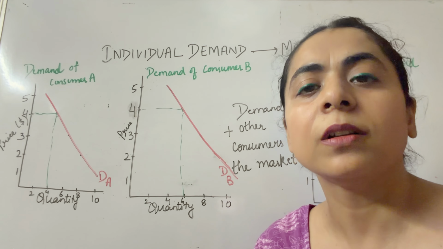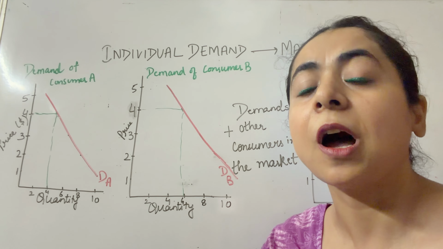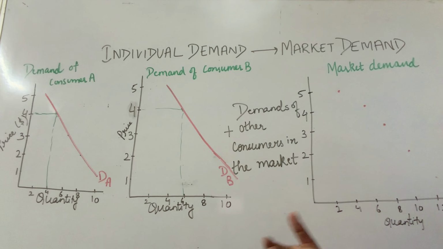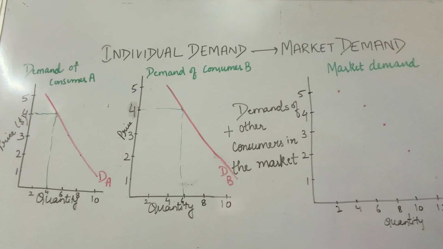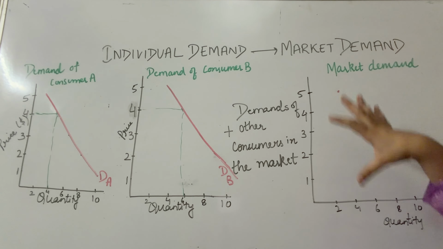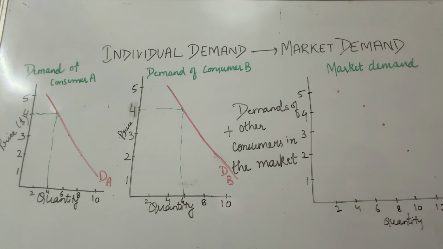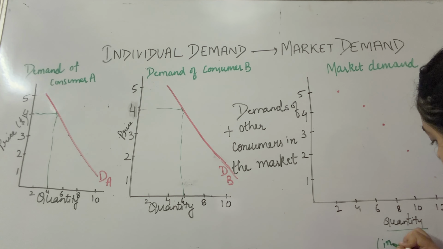Similarly, the market constitutes thousands of different consumers who will be consuming different quantities at different possible prices. And if we add all these, we'll get our market demand curve. So here, as we can see, this quantity is represented in thousands.